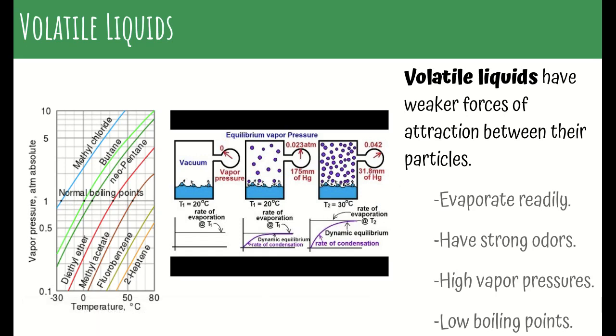So any volatile liquid is going to be easier to identify because they have low boiling points, because they require little energy to change. High vapor pressures, so at rest, they're going to have high vapor pressures. They're going to have strong odors because they're easily moving. Those molecules are jumping out of the substance and diffusing, so that's what you can smell. And obviously, they're going to evaporate very quickly.